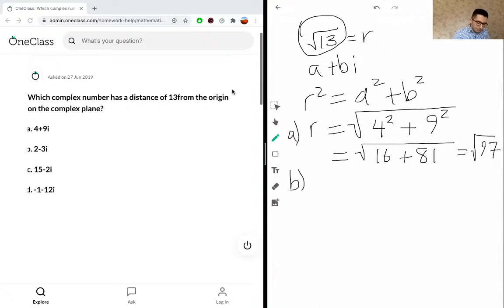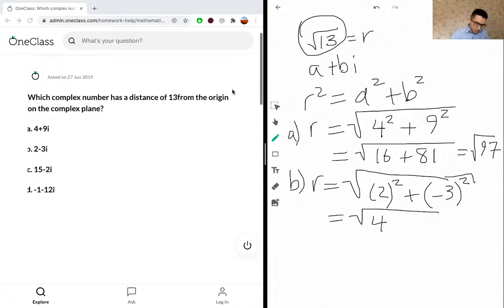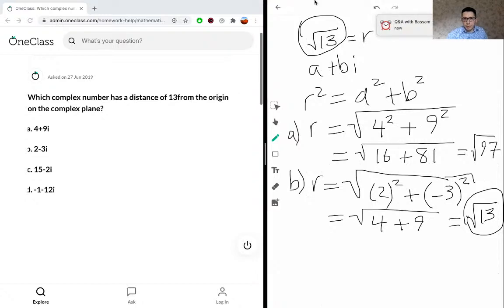Let's go through answer choice B. So B here is r equal to the square root of, a is equal to 2, so 2 squared, plus b, which is equal to negative 3, so negative 3 squared. This is all square rooted. So we get 4 plus 9, which will give us square root 13. Okay, so we see that answer choice B is the correct answer. We're going to go through C and D just to verify that only answer choice B is correct.